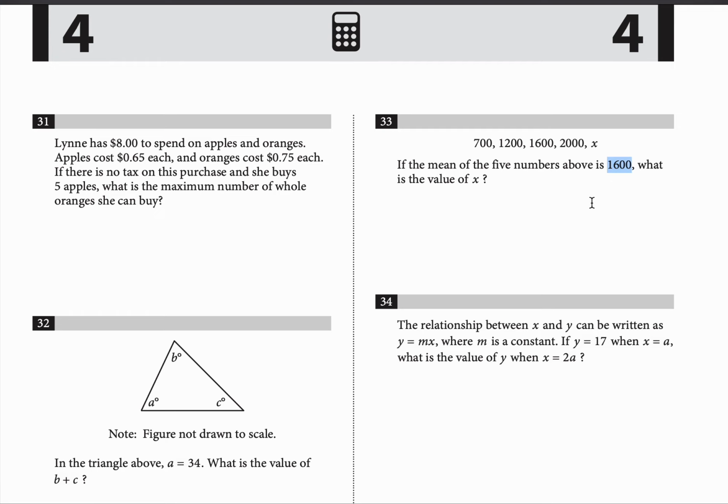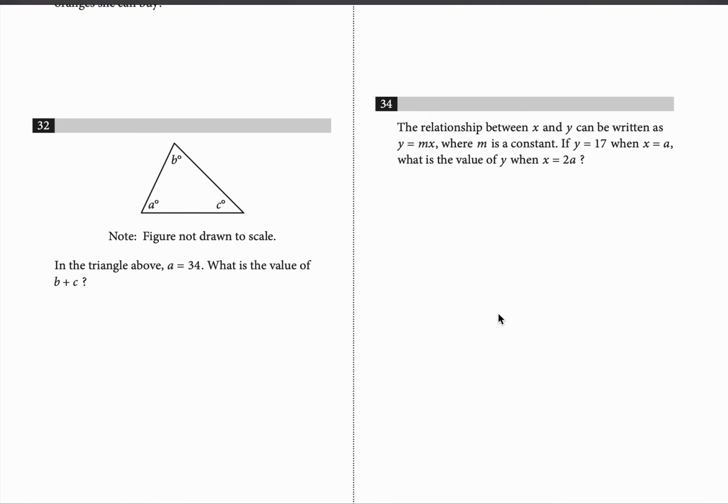But also, we could just do, if the mean is 1600, then the total of all 5 combined is going to be 5 times 1600, which is 8,000. So then 8,000 minus 2,000 is 6,000, minus 1,600 is 4,400, minus 1,200 is 3,200, minus 700 is 2,500. There we have the answer once again. Fantastic.